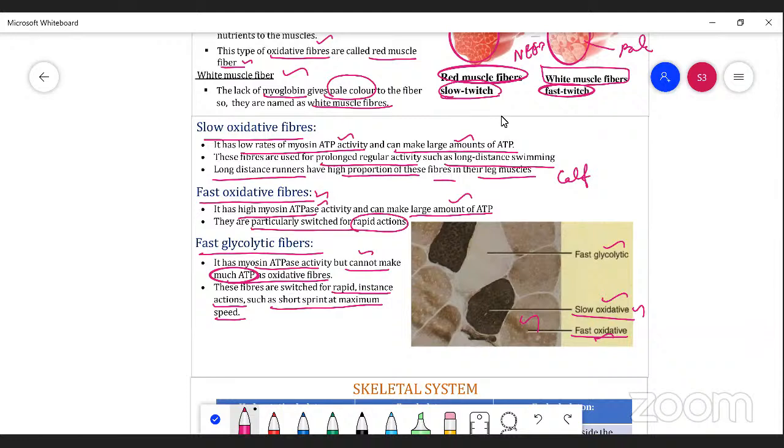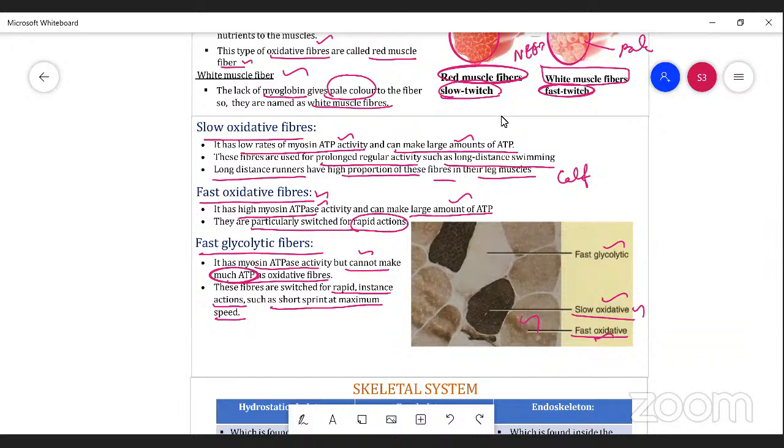Based on the presence or absence of mitochondria, the muscle fibers are classified into two types: one is the oxidative fibers, another one is the glycolytic fibers. Depending on the blood flow, the muscle fibers are classified into two types, red muscle fiber as well as white muscle fiber. Apart from this, the skeletal muscle fibers are classified into three types: slow oxidative fibers, fast oxidative fibers, and fast glycolytic fibers. Do you understand? If you have any doubt, you can ask me. Okay. So next one.